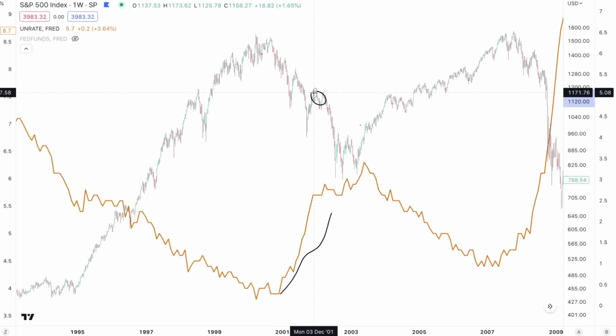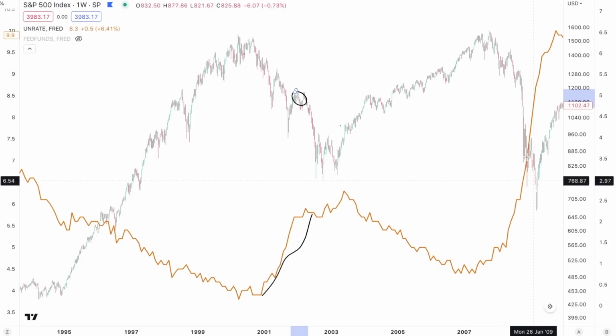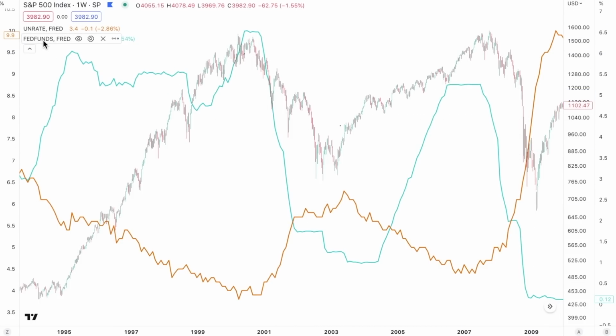So again, very different to what we have today, much more similar to the bear market that we had in 2008. Now, if you're wondering why we're looking at the federal funds rate and the unemployment rate, I would say that these are really the two purest representations of what the macro environment currently looks like. What does monetary policy look like? Is the central bank trying to stimulate the economy? And what's the labor market doing? What's the economy actually doing? Are people losing their jobs or are businesses hiring a lot of people?